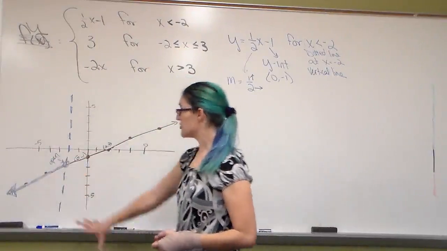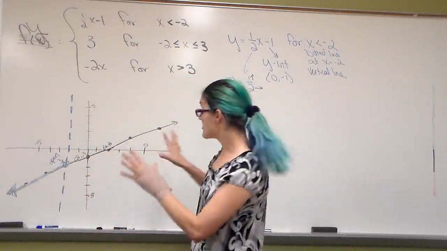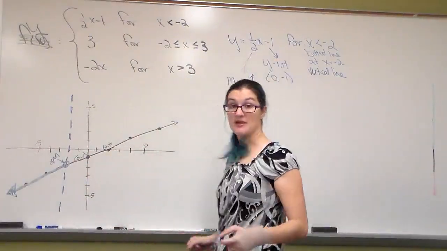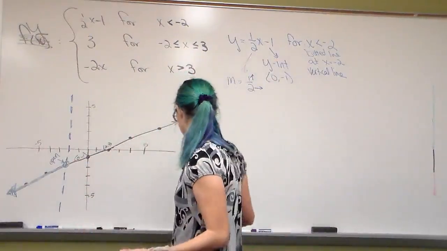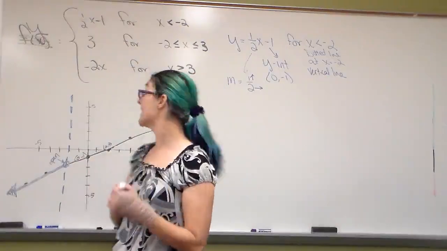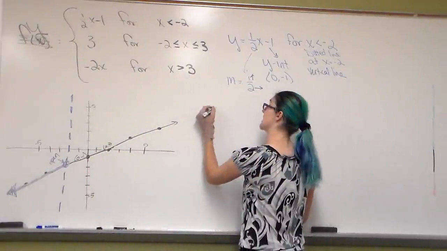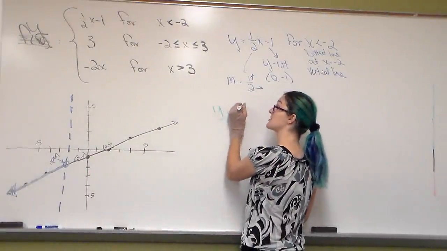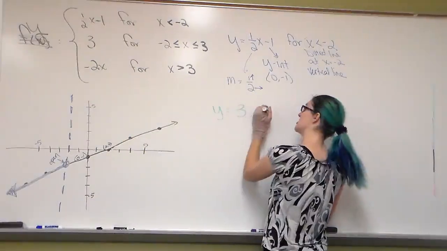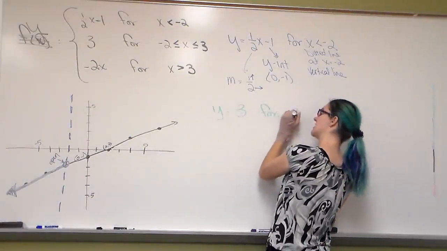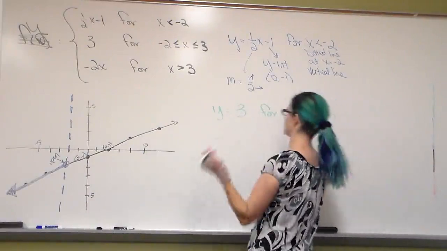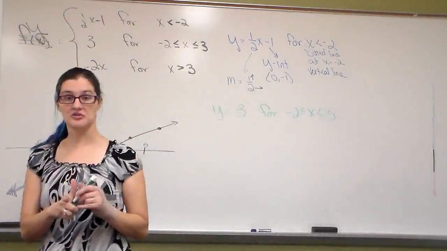Okay, so the first line is now done. I graphed it in pencil and then colored the part that makes my restriction work. Now I'm going to switch. I'm going to use green for my second line. My second line is y equals 3. For y equals 3, my restrictions are -2 is less than or equal to x, which is less than or equal to 3.